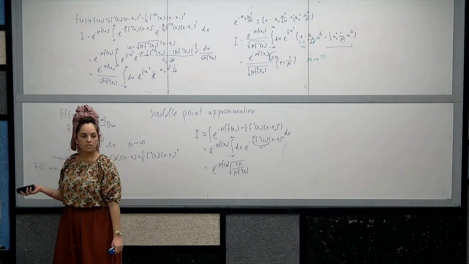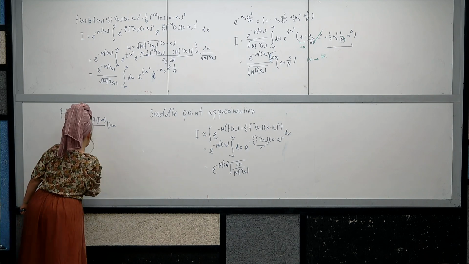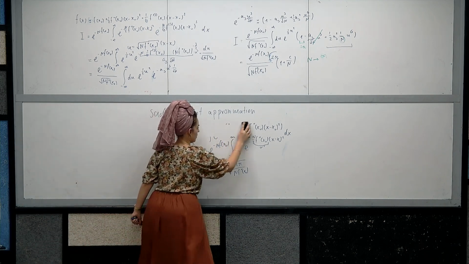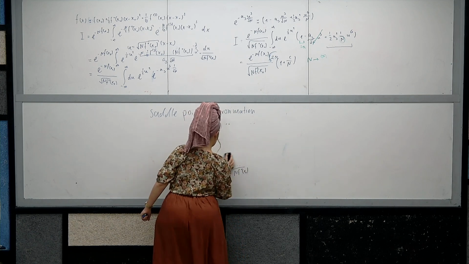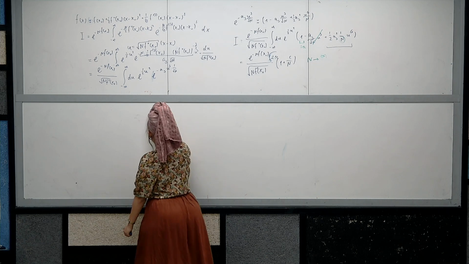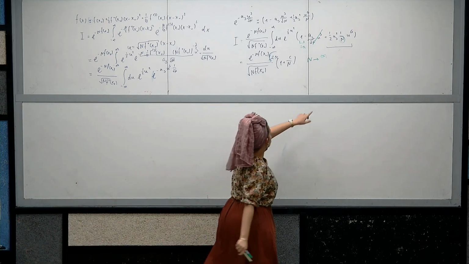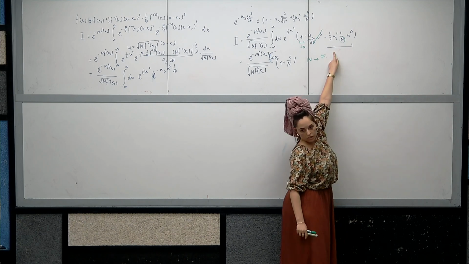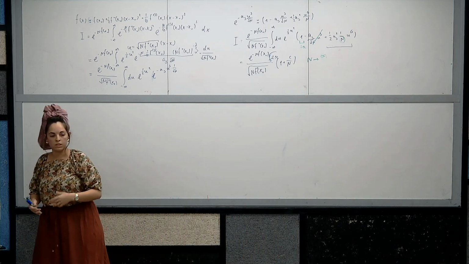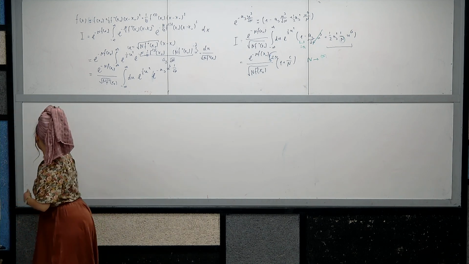Any other questions? Good. What is C there? It's the result of the integral over this. It's 2 pi squared, 2 pi something. Okay.